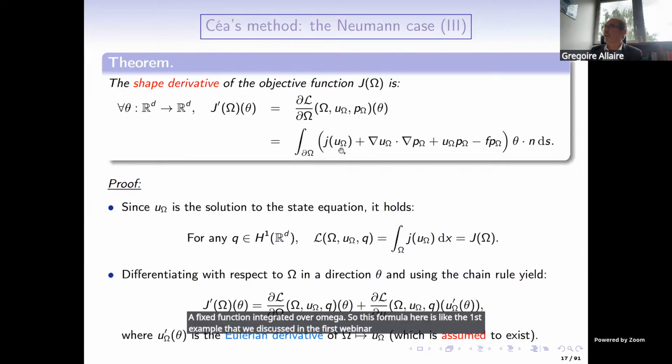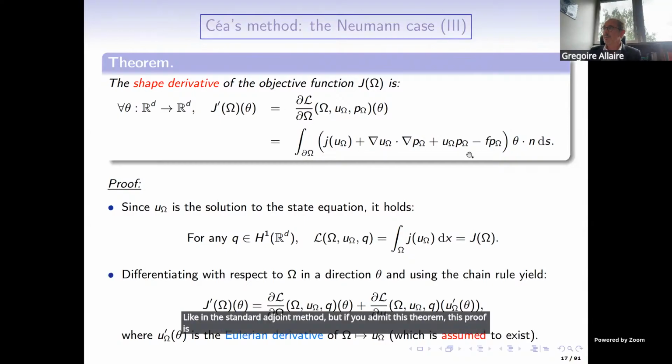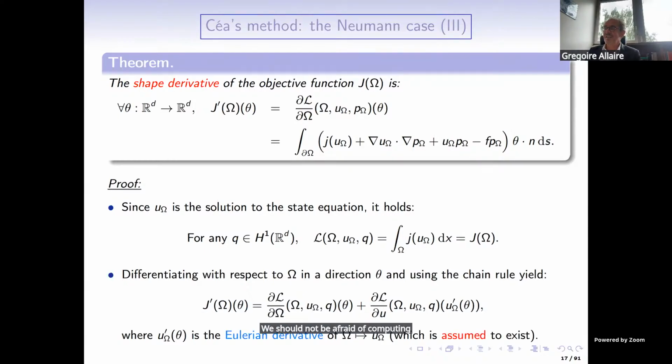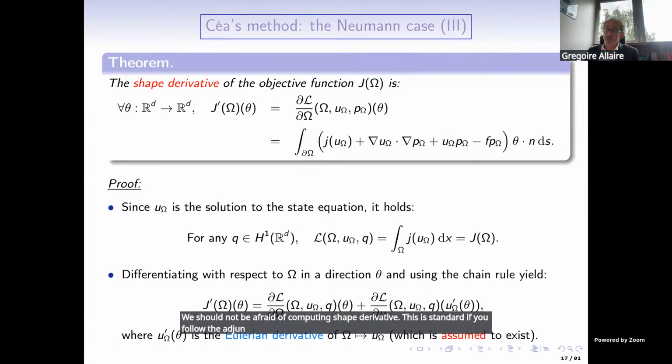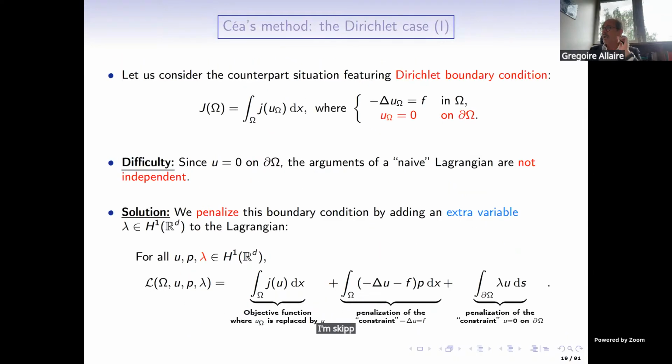So it's very simple if you admit this theorem, and I'm not going to reproduce the proof. The proof is exactly like in the standard adjoint method, but if you admit the theorem, it is very easy. So we should not be afraid of computing shape derivatives. This is standard if you follow the adjoint method, which in the case of geometric optimization is called the method of Cea. Good, I'm skipping this detail.